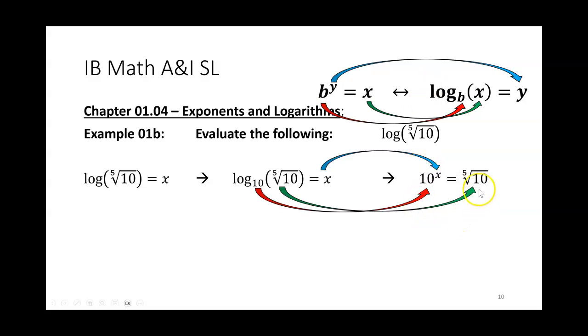And now I'm going to rewrite the 5th root of 10 as a power of 10. How do I do that? 10 to the 1/5. We remember that radicals are the same as a fractional exponent. And so from there I can see clearly that x is 1/5. So log of the 5th root of 10 is 1/5.